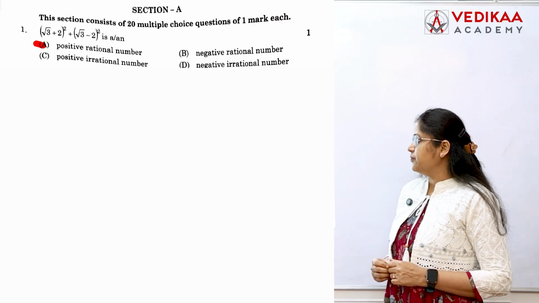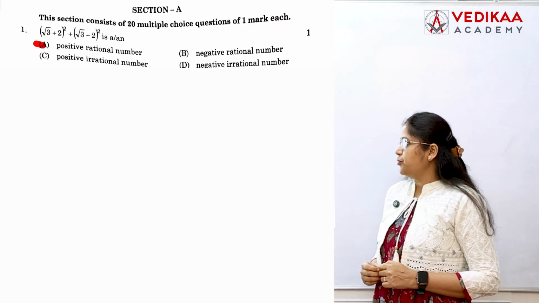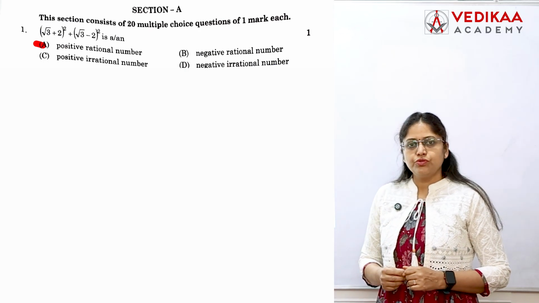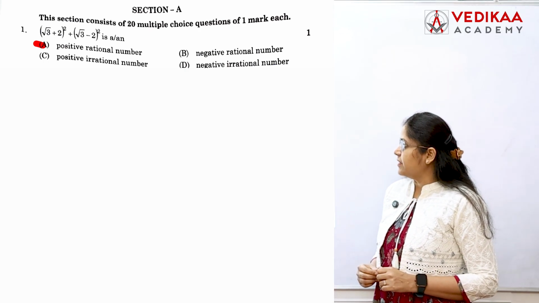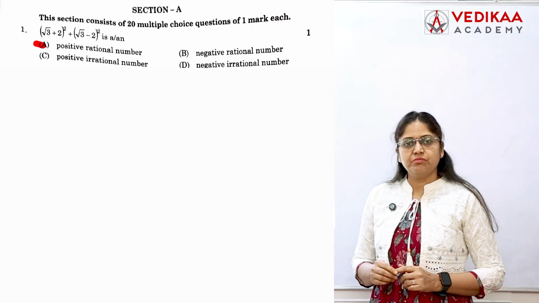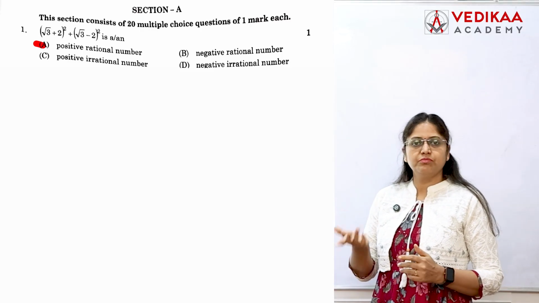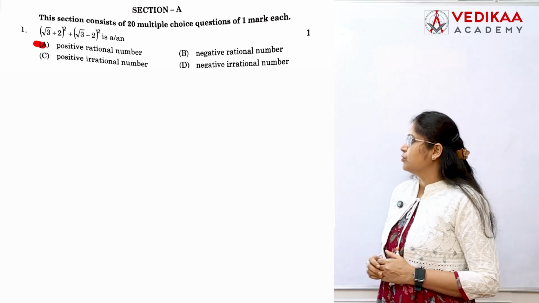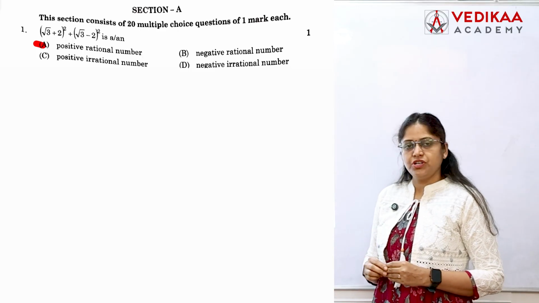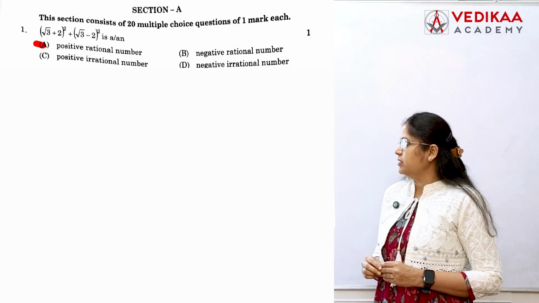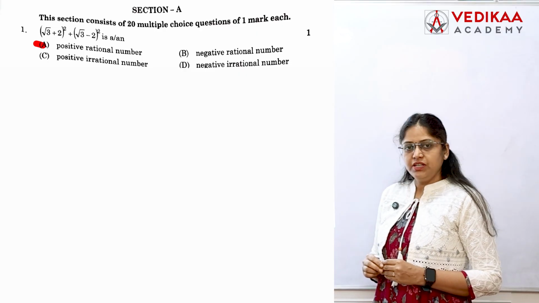So question number 1. A number is given to you and it is asked whether it is a rational or irrational number. So we can easily find out that both the numbers are square numbers. So obviously a square number is always a rational number. So the answer is A, positive rational number. So question number 1, answer is A, positive rational number.